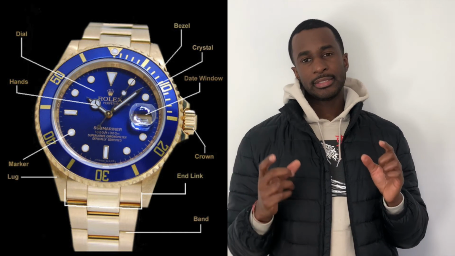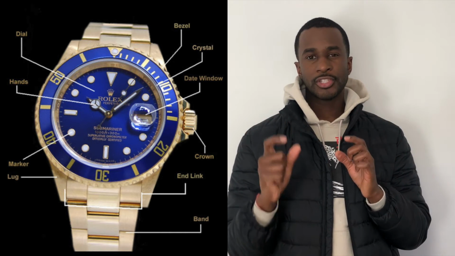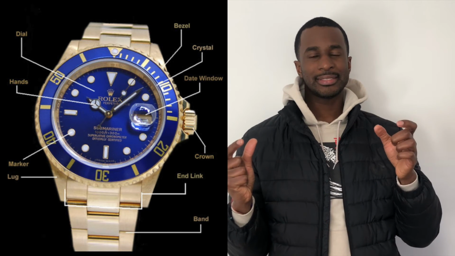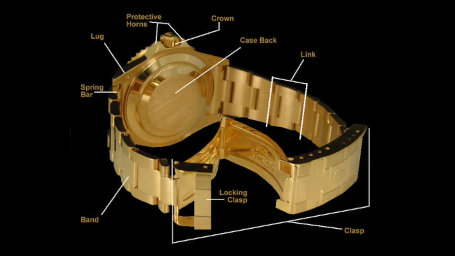But anyways, watches have two end links, and the end link is a piece of the watch that connects the bracelet to the case of the watch. So the end link has the pin that goes through it and connects into the lug of the actual watch case, between the lugs on the watch case.